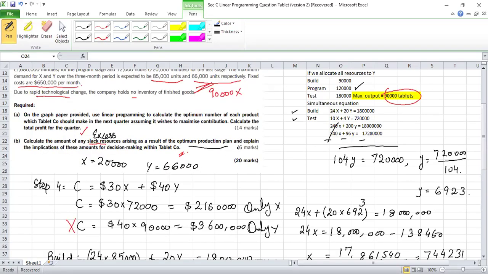And explain, and means another part of the question: implications of these amounts for decision making within the tablet. So excess resources are what? Excess resources could be either the test time, or it could be build time, or it could be program time. So we will calculate what are the excess resources.